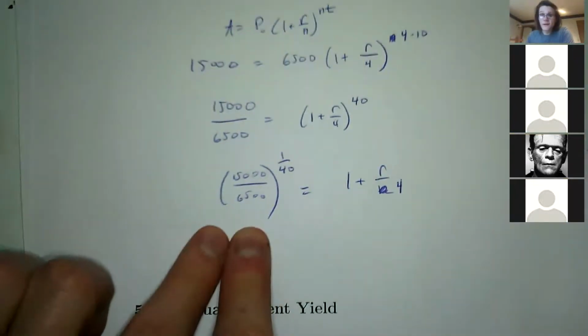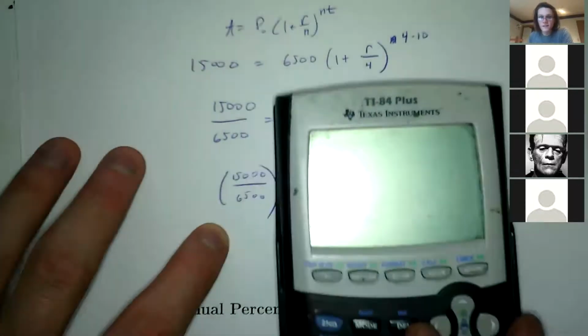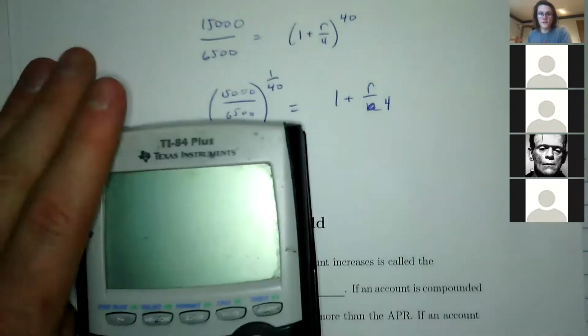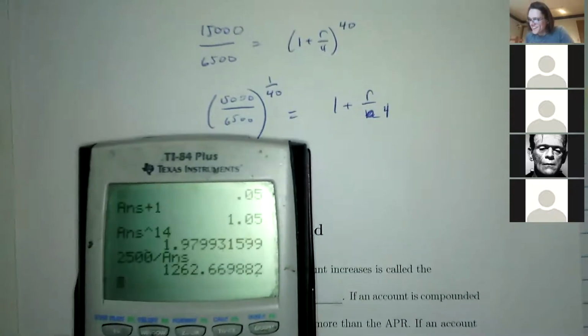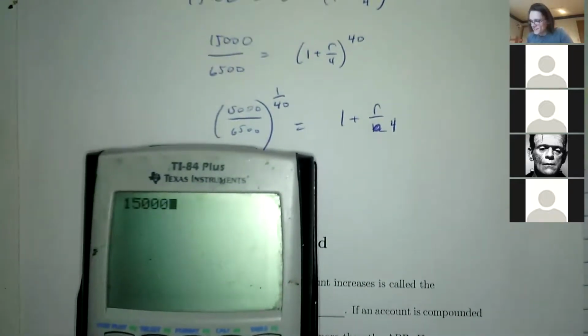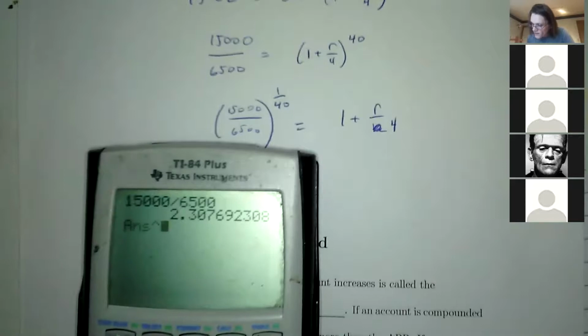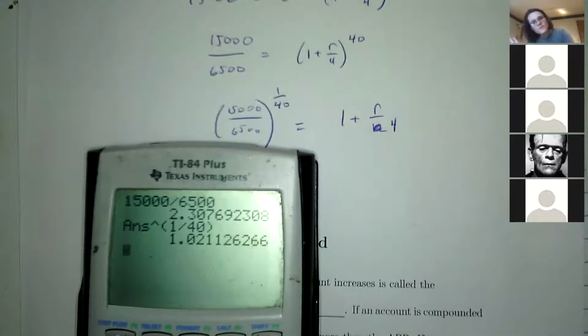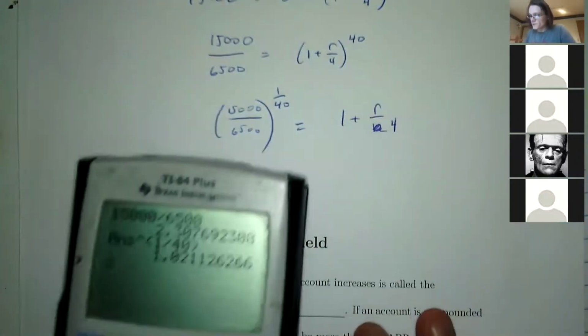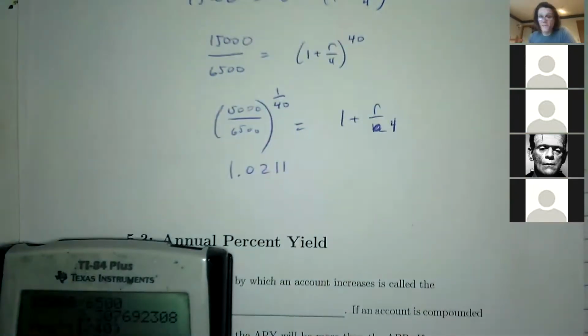And this, it looks really bad, but just plug it in your calculator. Right? Never be afraid to just plug things in your calculator kind of blindly. So I have 15,000 divided by 6,500, right? And that's something. And now I do caret, which is to the power of, and then I want 1 over 40. So 1 divided by 40. And enter. It's like 1.0211. I don't know. I'll leave it at that.